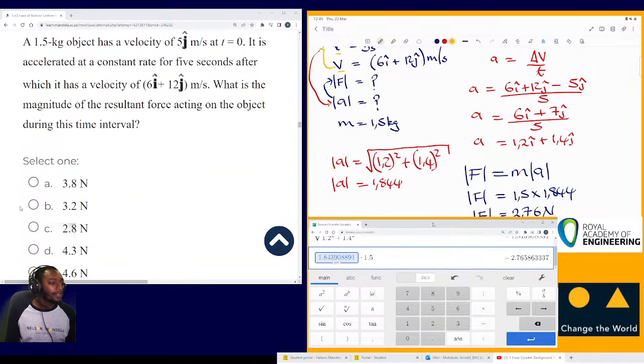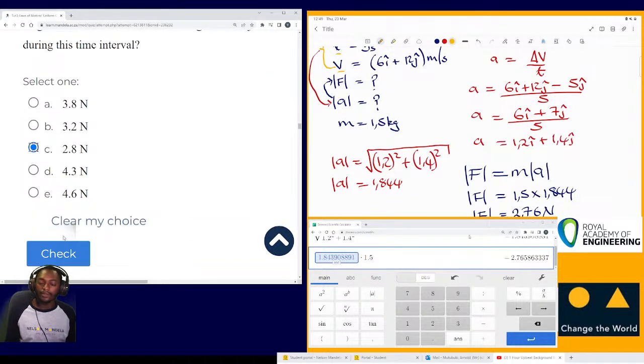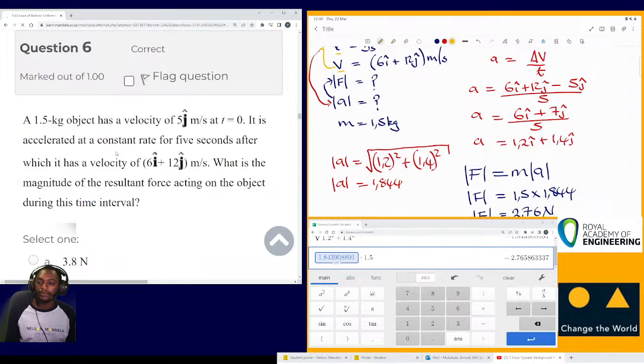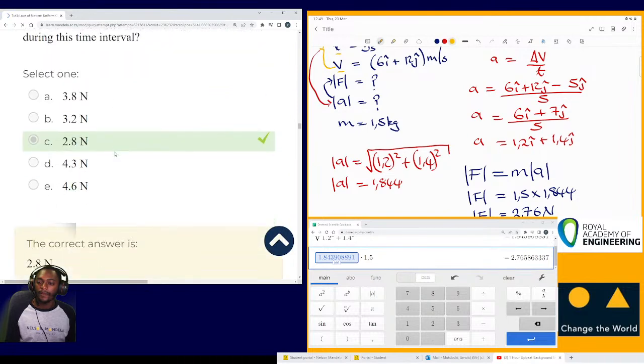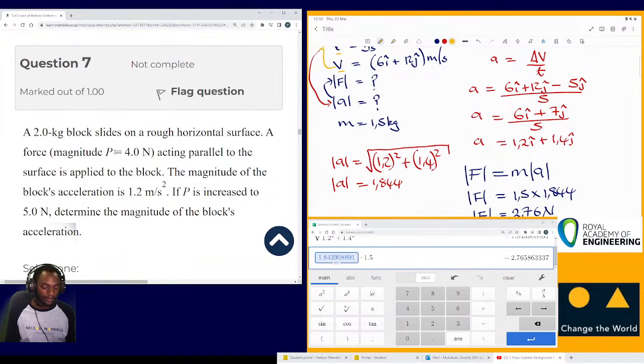So we do have an option of 2.8. So that was indeed the expected answer. Let's move on to question 7.